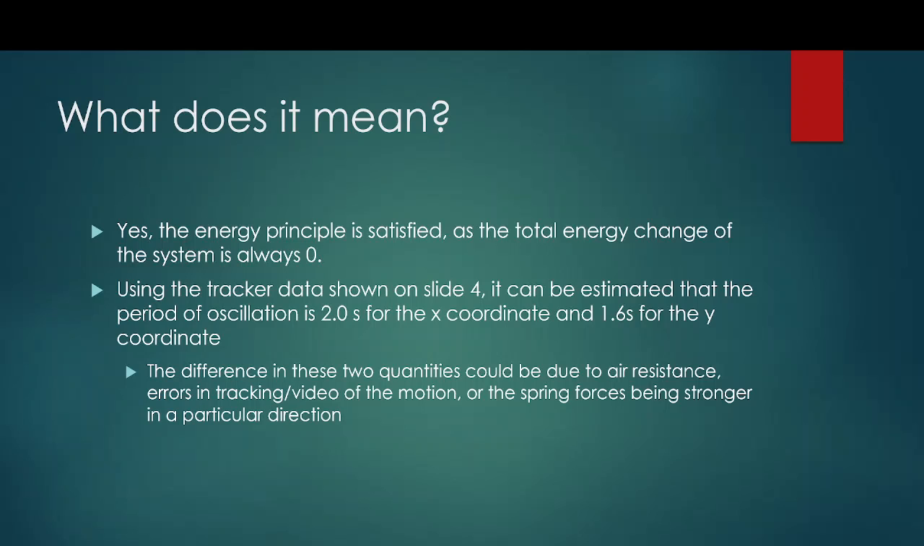And using the tracker data shown on slide 4, we can estimate that the period of oscillation is 2 seconds for the x-coordinate and 1.6 seconds for the y-coordinate, which is odd that there's that 0.4 second differential between the two. The difference of these two quantities could be due to some air resistance or drag force, errors in tracking or videoing the motion, especially when it's going around in a circle, like clicking the exact center of mass every time was a little bit difficult, or the spring forces being stronger in a particular direction, particularly the vertical direction, and making it go faster in terms of when it completes its oscillation.